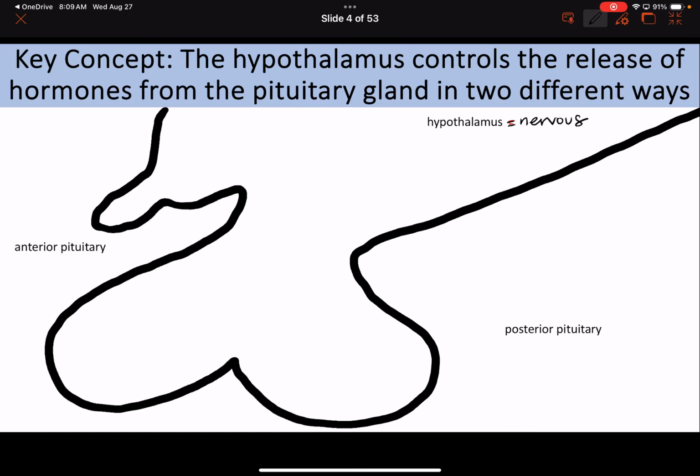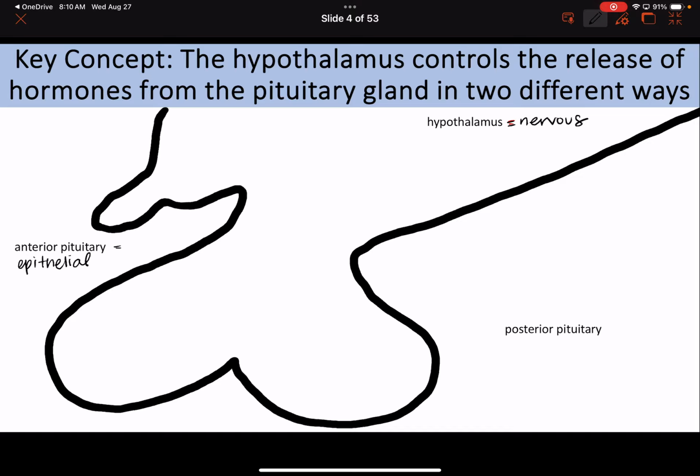From Monday and from B32, what is the tissue type that we find in glands? Simple cuboidal specifically, yes, but epithelium is the main tissue type. So that's what we're going to find in the anterior pituitary: epithelial tissue.